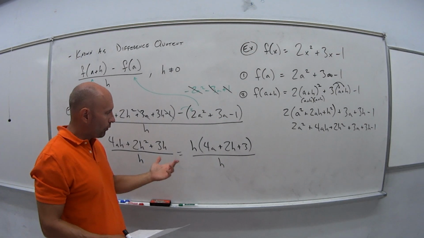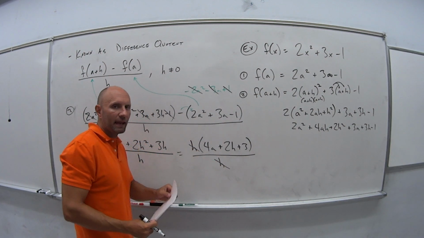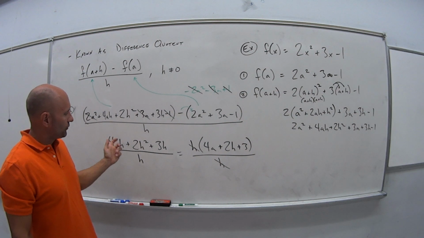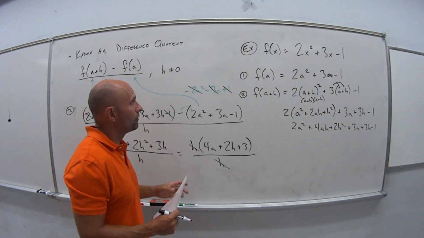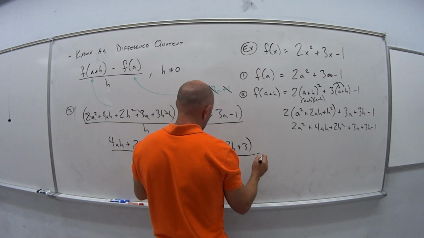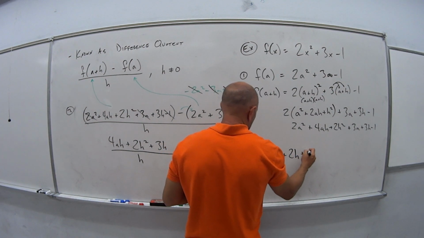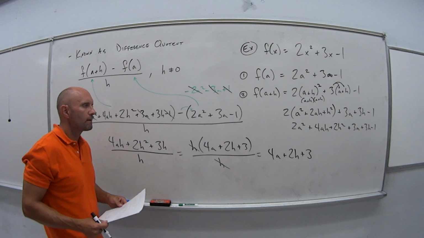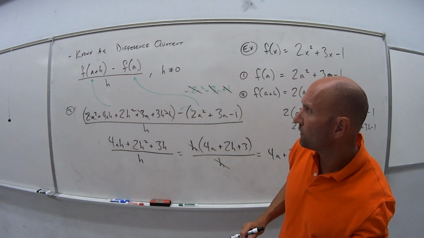Why did I do that? Well, hopefully you can see what happens here. This h cancels with that h, no longer in the denominator. So I'm not worried about it becoming undefined. So my difference quotient for this function just becomes 4a plus 2h plus 3. And that's it. That's the idea of the difference quotient.